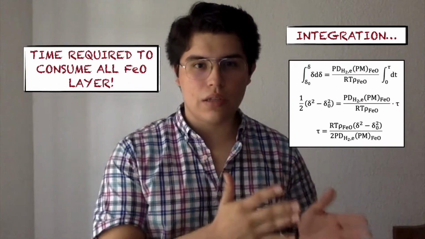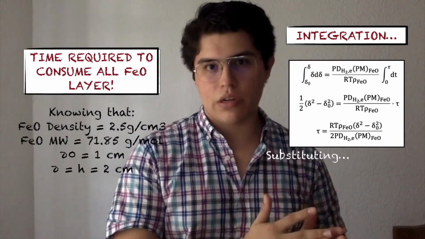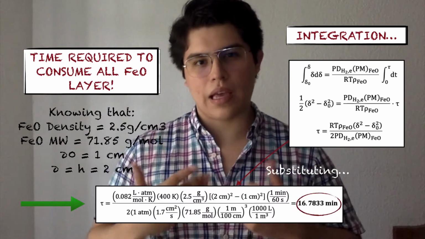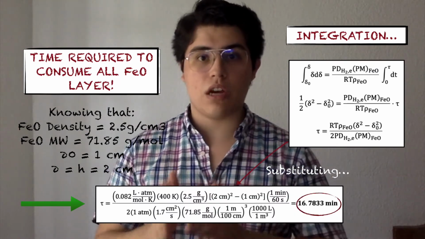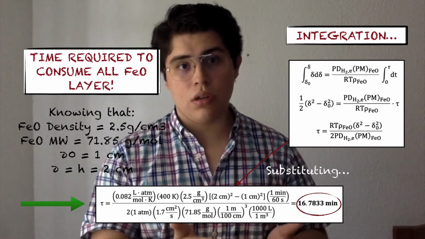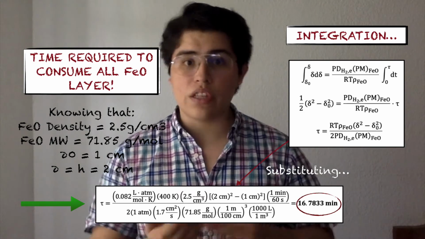and the initial delta for the integration being 1 cm, we can finally obtain an analytical model that allows us to calculate the required time to consume all the iron oxide layer, knowing the interface position of this material. So, if we substitute carefully, the time required for this process is 16.78 minutes.